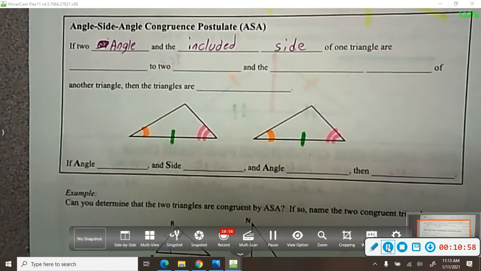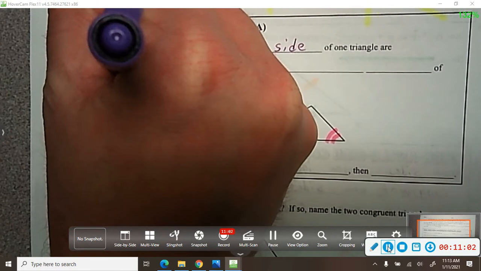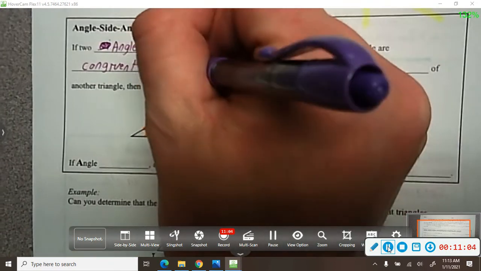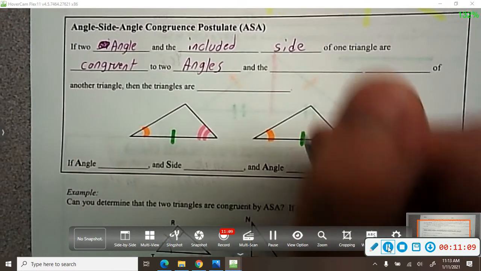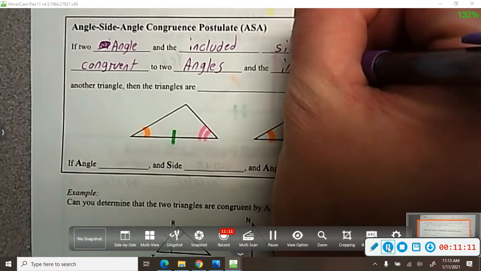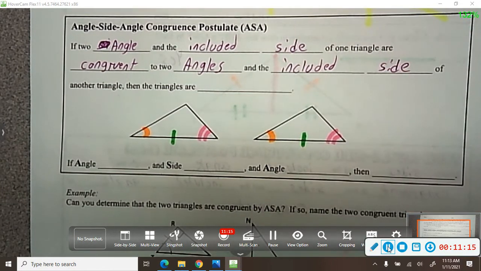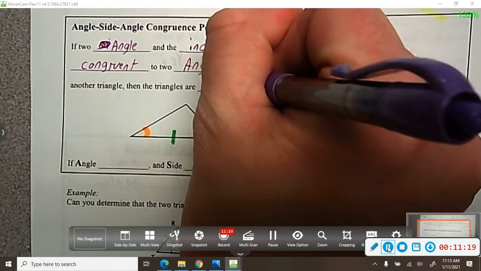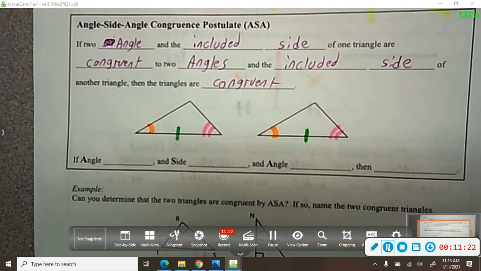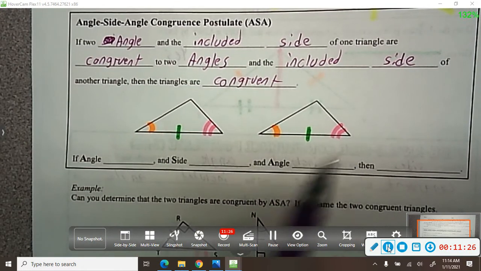of one triangle are congruent to the two angles and the included side of another triangle, then the triangles are congruent. So if you have ASA congruent to ASA, you can use ASA.